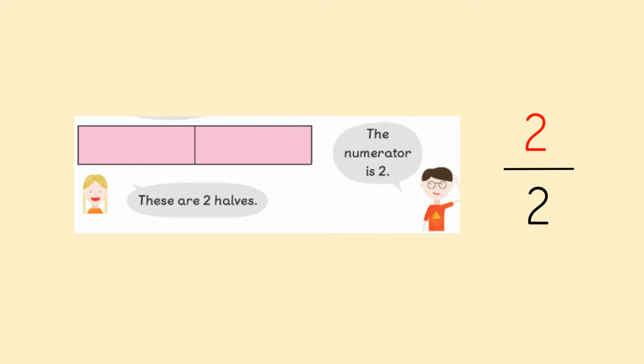Here, the same rectangle has both parts shaded in. So these are 2 halves. So here the numerator is 2 because the 2 of them have been shaded in. The denominator is still 2 because there are still 2 equal parts, but this time the numerator is 2 because the 2 sides have been shaded in.